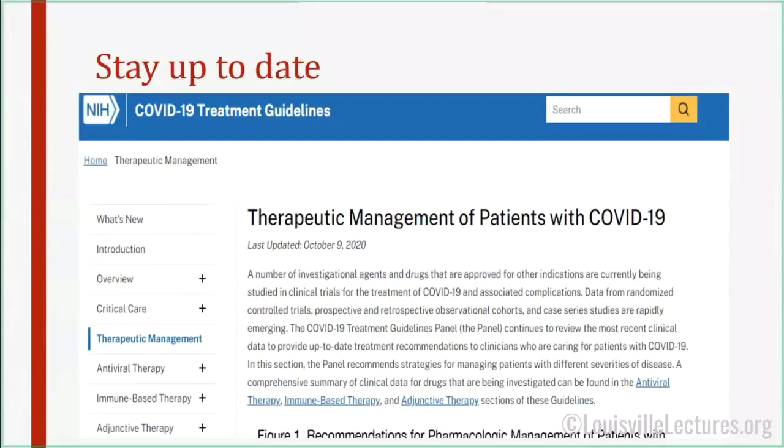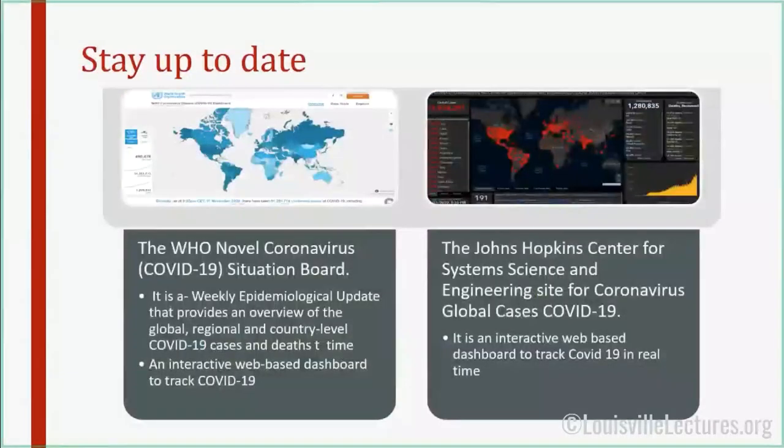And lastly, to stay up to date, the guidelines that I had mentioned before, the treatment guidelines from the NIH, they are online. And also, there are a couple of real-time sites that have dashboards that track the coronavirus in real-time. One is from WHO, and the other from Johns Hopkins is interactive. And I believe I'm going to stop here and take any questions anyone may have.